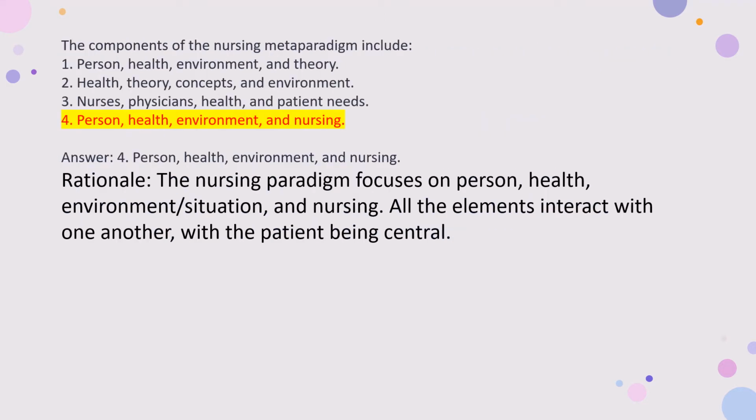Answer 4. Person, health, environment, and nursing. Rationale. The nursing paradigm focuses on person, health, environment, situation, and nursing. All the elements interact with one another, with the patient being central.